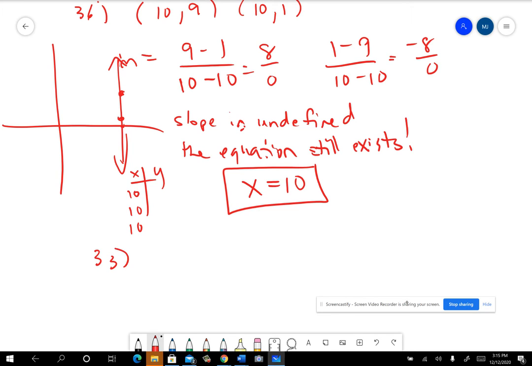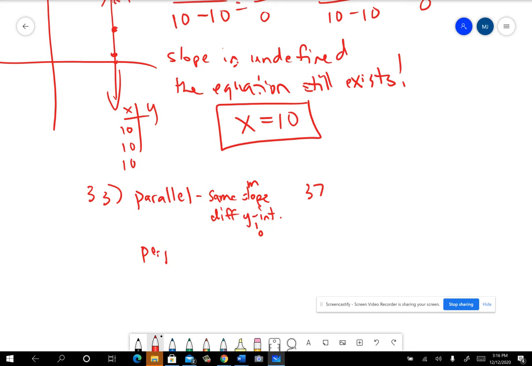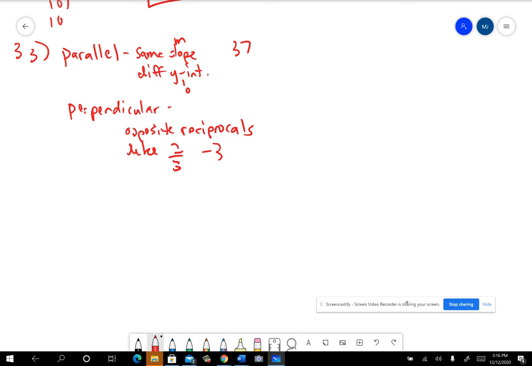Okay. And then 33 and 37 deal with parallel and perpendicular. So on 33, you're trying to see if 2 lines are parallel. So you should be thinking the slope's the same, different y-intercepts, though. So the same m, different b's. If the 2 lines are perpendicular, then the slopes are opposite reciprocals. Opposites of one another and reciprocals, like 2/3 and -3/2.